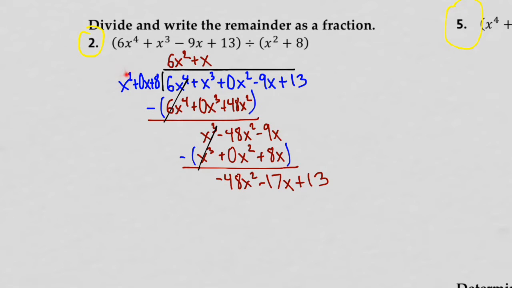Now again, you look at the first one here, you look at the first one here. X squared times what gives you negative 48x squared? And you should say negative 48. So negative 48, you're going to take that negative 48, multiply times all three of them, and you're going to get negative 48x squared plus 0x, or minus 0x, doesn't matter, it's still 0. 48 times 0 is 0.